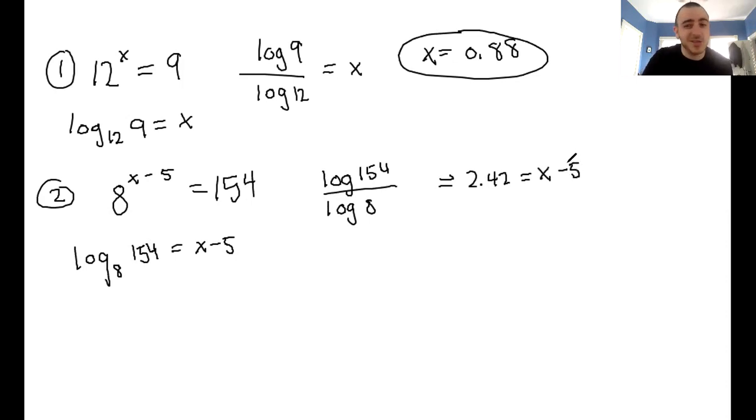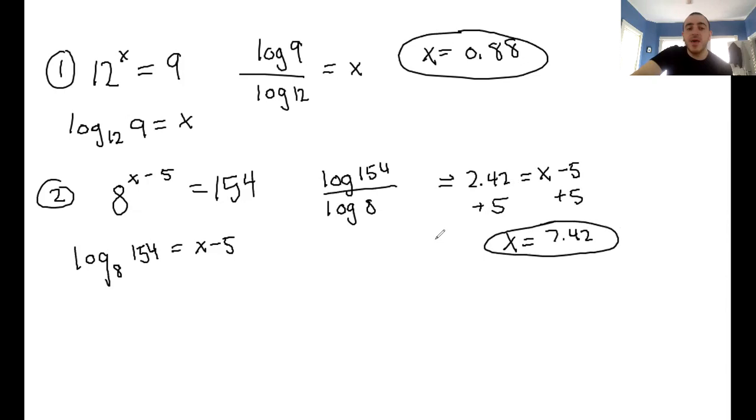At this point, it's just Algebra 1. So you're going to add 5 on both sides, and then you're left with x equals 7.42. Pretty good. Okay, and then the next thing we're going to do is make it a little bit more complex. So we'll have 5 to the x plus 1, minus 8 equals 61.